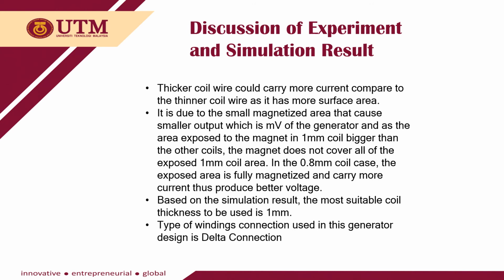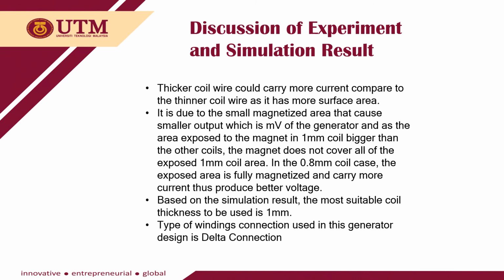So here the exposed area of the 1 mm coil is bigger and the magnet area is insufficient to cover all of the exposed 1 mm coil area. But in the 0.8 mm coil case, the exposed area is fully magnetized and it carries more current, thus it produces a better voltage.